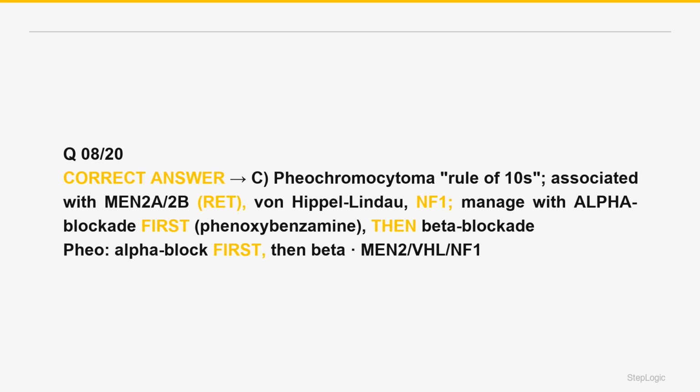Giving a beta blocker first is dangerous. It leaves alpha-mediated vasoconstriction unopposed, precipitating a hypertensive crisis. The rule of tens, MEN2, VHL, NF1 associated tumor needing alpha blockade before beta is pheochromocytoma.